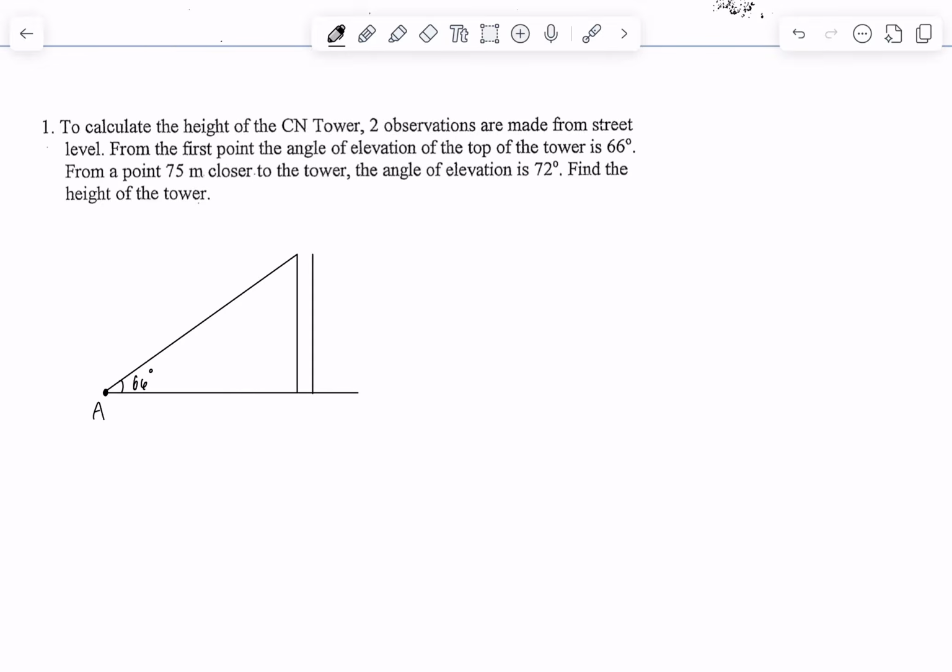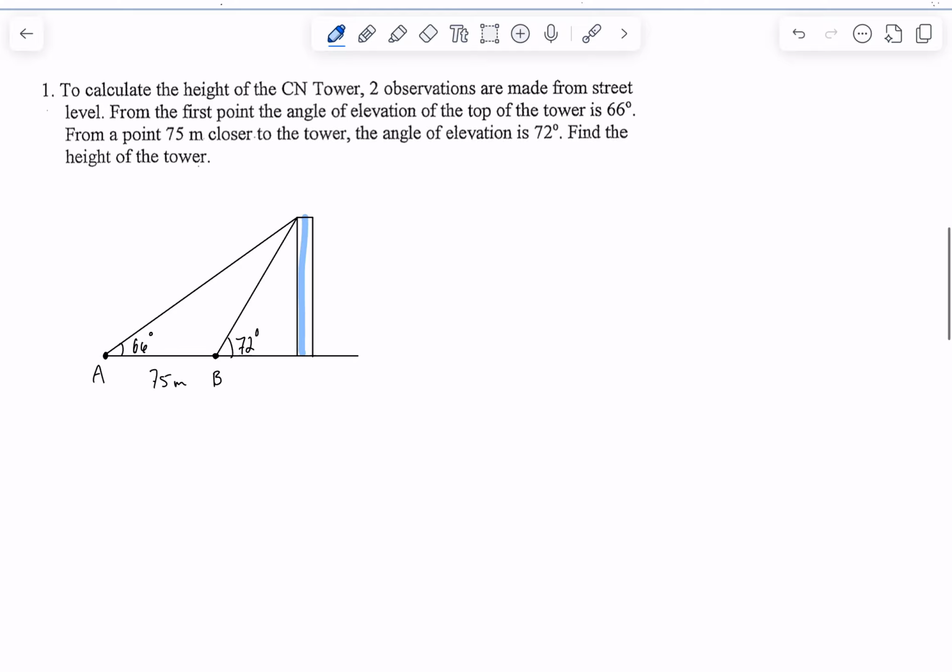Okay? And then you're going to walk 75 meters closer to a new point, point B, and you're going to look up at the tower. Right? And that angle of elevation is going to be 72. Okay, and your job is to figure out what the height of the tower is. Okay? And sorry, one more thing, 75 meters. Okay, and so what we did yesterday when we worked through this ourselves is that you just try and start solving for information, right, as best you can. So sometimes when you build a little momentum with these problems, it just kind of unravels, right?